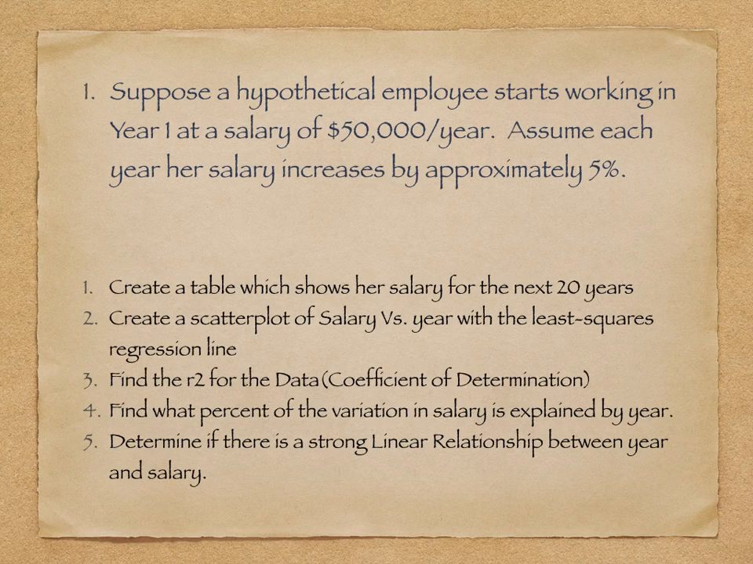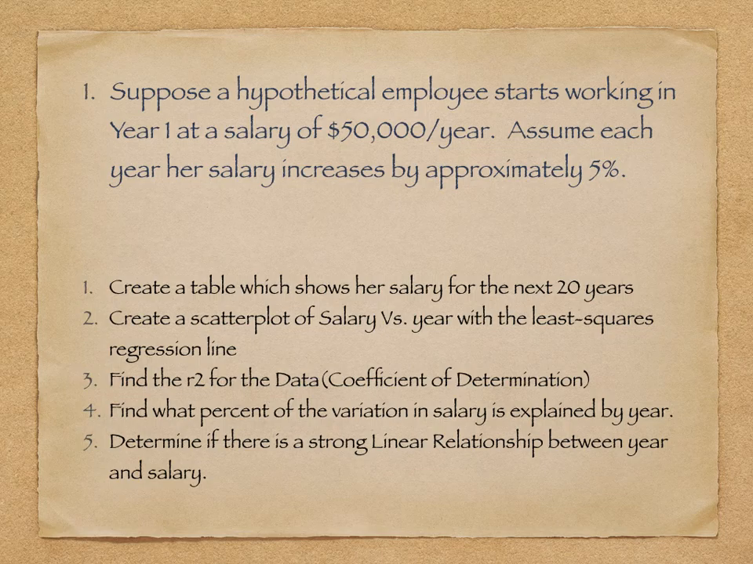Discussion number three. This question is: suppose a hypothetical employee starts working in year one at a salary of $50,000 per year. Assume each year her salary increases by approximately 5%. For that one question, we're going to answer five additional questions, which are: one, create a table which shows her salary for the next 20 years.